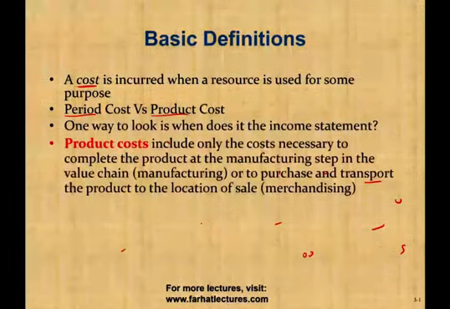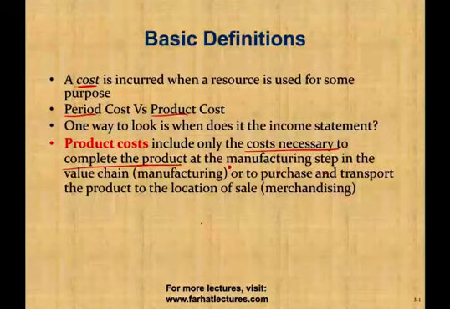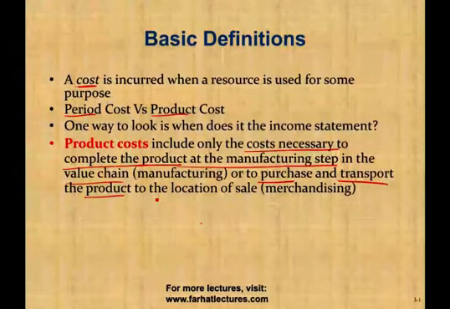So what is the definition of a product cost? Just to make sure we know the formal definition: it includes the cost necessary to complete the product at the manufacturing step in the value chain. What's the value chain? It's the steps that you go through to manufacture the product, or if you are a retailer, to purchase and transport the product to the location of sale. For example, if you're a merchandiser, first you buy the inventory, then inventory becomes cost of goods sold. So inventory is considered a product cost.